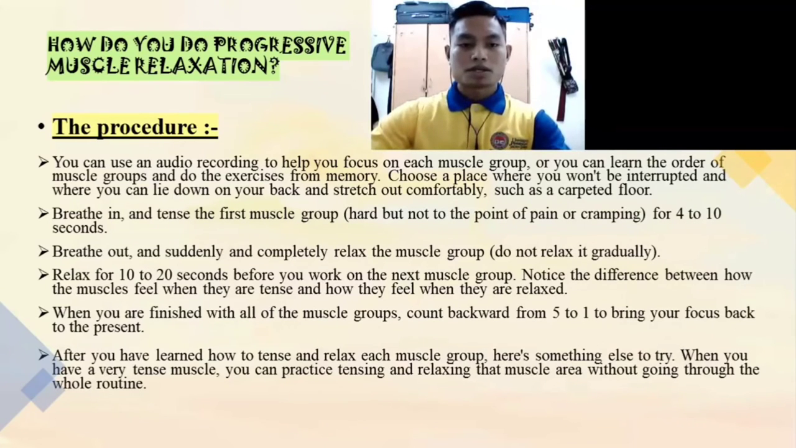The next one is you need to breathe in and tense the first muscle group hard, but not to the point of pain or cramping, for 4 to 10 seconds. The number 3, you need to breathe out and suddenly and completely relax the muscle group. Do not relax the muscle group gradually.